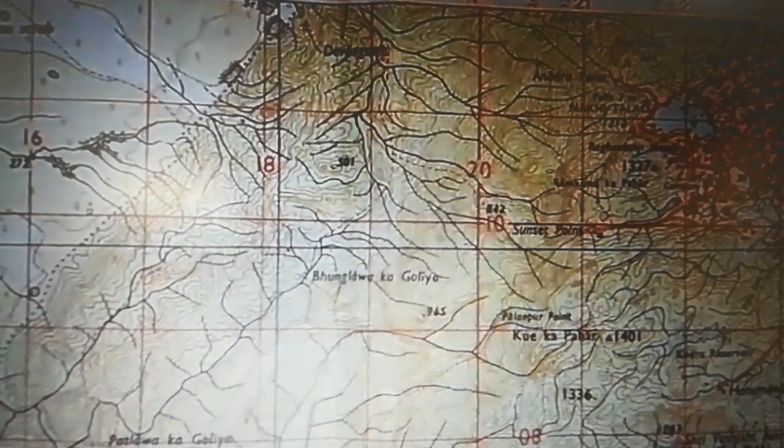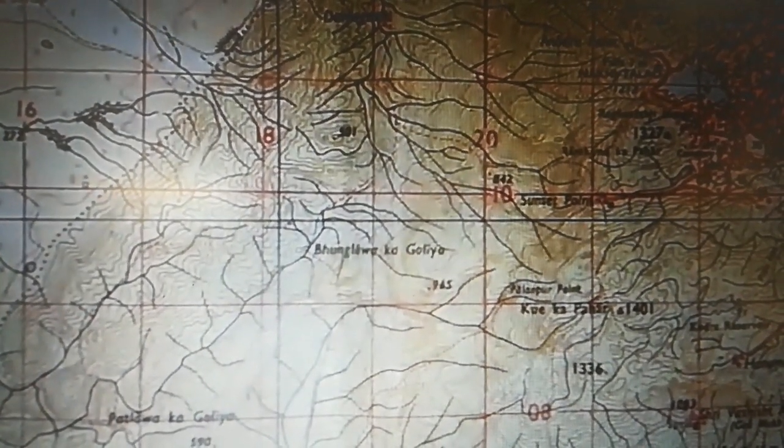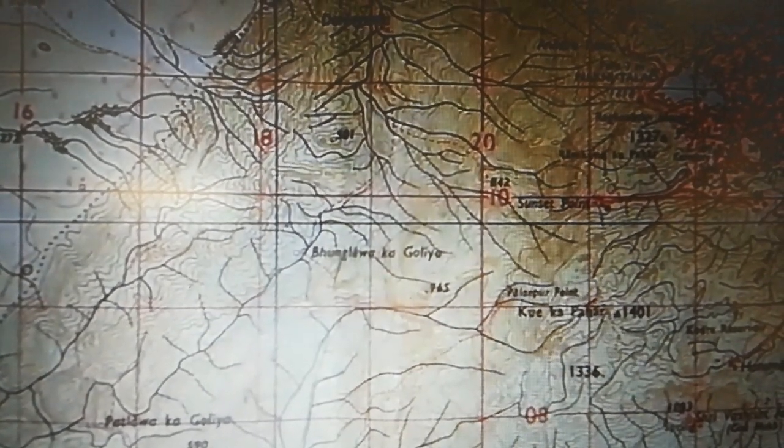Now, you want to know what a contour interval is. It is the vertical distance between two contour lines. In our topographical map, it is given as 20 meters. This means that the distance between two brown lines is 20 meters.